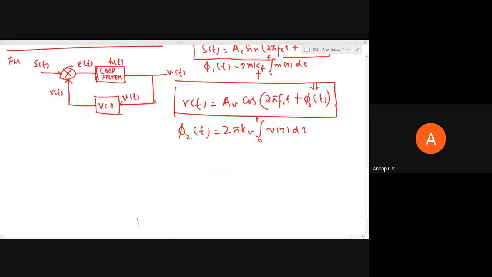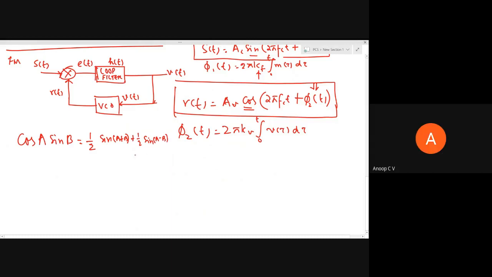So what this PLL does is multiply S(t) and R(t). S(t) is A_C sine of something, and R(t) is A_V cos of something. So what will it be, cos A sine B or sine A cos B? If you multiply sinusoids which are 90 degrees out of phase, it will be one sine and one cosine. Cos A sine B will be half sine of (A plus B) plus half sine of (A minus B).